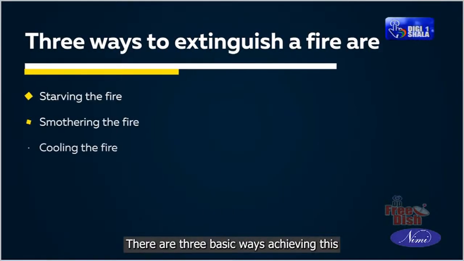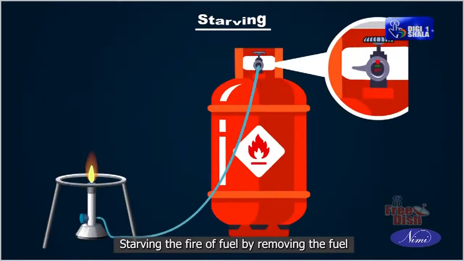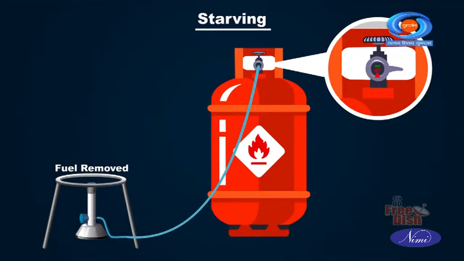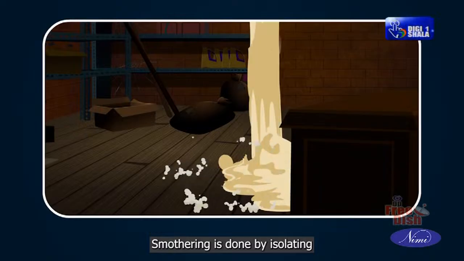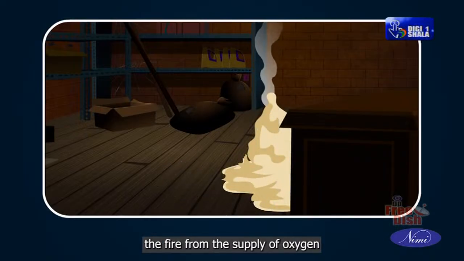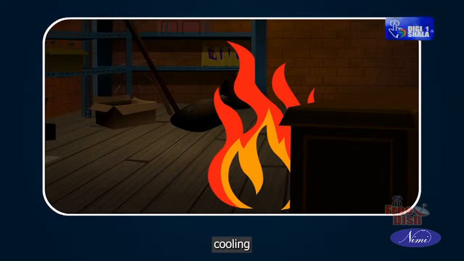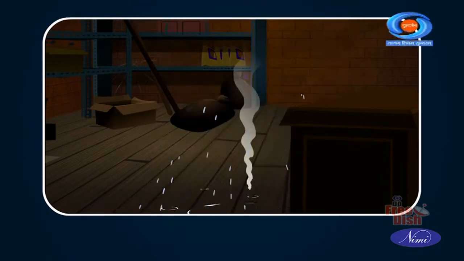There are three basic ways of achieving this: starving the fire, smothering the fire, cooling the fire. Starving the fire of fuel by removing the fuel in the vicinity of fire. Smothering. Smothering is done by isolating the fire from the supply of oxygen by blanketing it with foam, sand, etc. Cooling. Cooling is done by using water to lower the temperature.